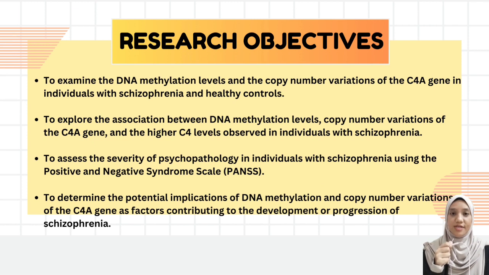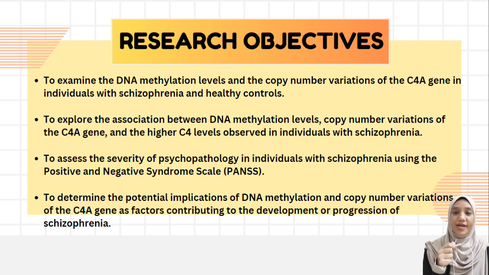To answer the questions, this article comes up with 4 objectives to be achieved. The first one is to examine the DNA methylation levels and the copy number variations of the C4A gene in individuals with schizophrenia and compare it with healthy controls. Second is to explore the association between the DNA methylation levels, copy number variations of the C4A gene, and the higher C4 levels observed in individuals with schizophrenia.